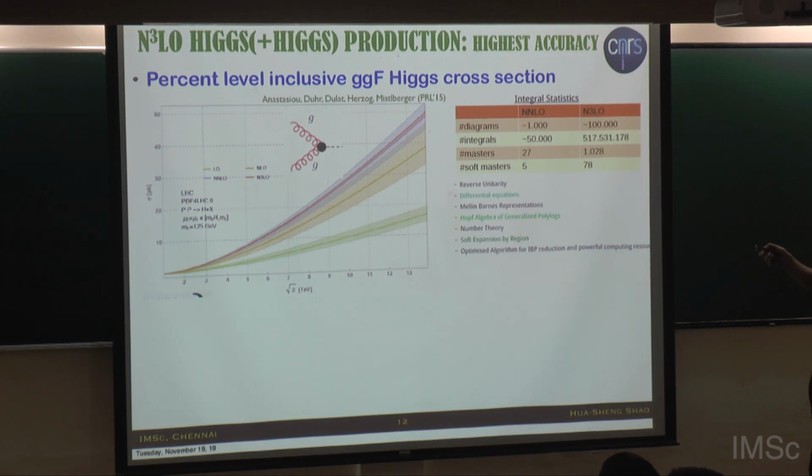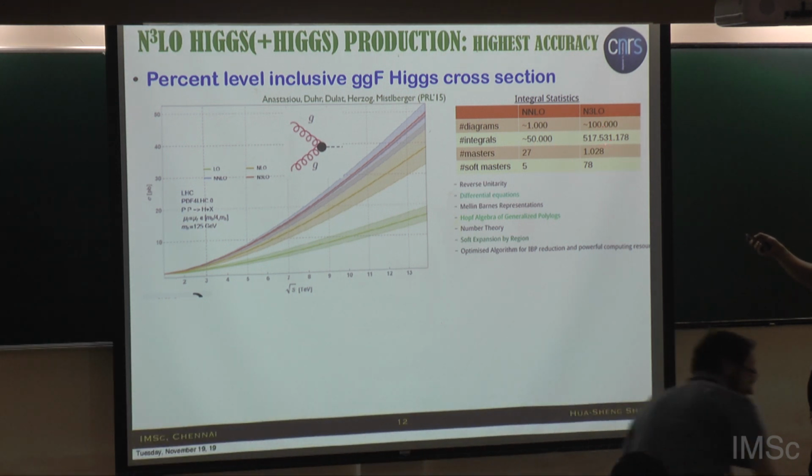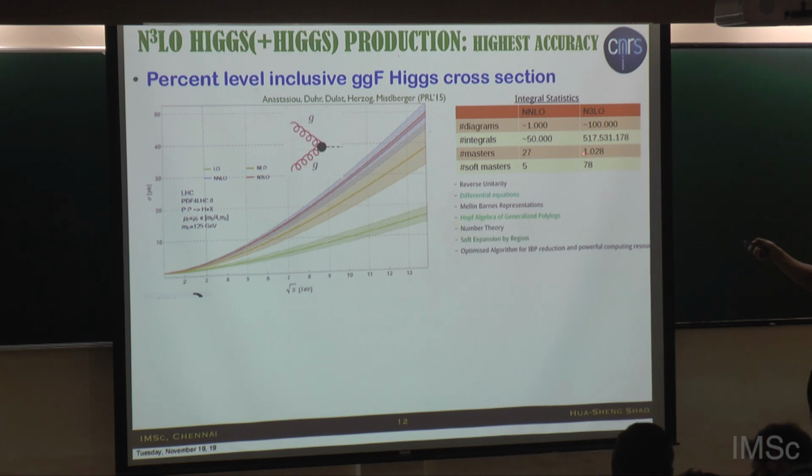The first goes to the highest accuracy at the LHC, in N3LO Higgs or di-Higgs production. Higgs production by gluon fusion was achieved in 2015, and it's a big achievement in the pQCD calculations, and you see that the complexity is completely different. If you go from NNLO, the diagrams are I think 100 times more, and the integrals are also several orders larger, and also some mass integrals, all this kind of thing.